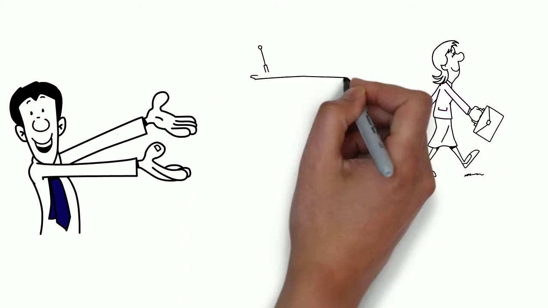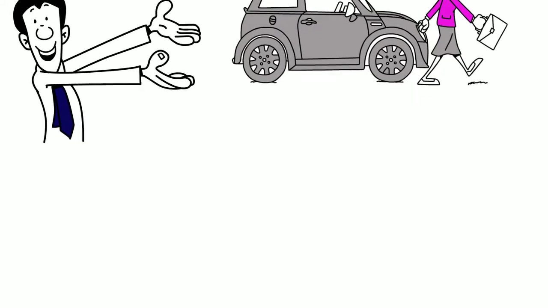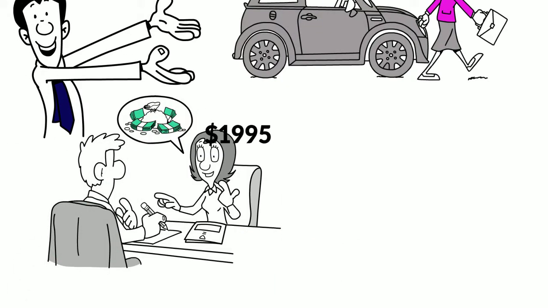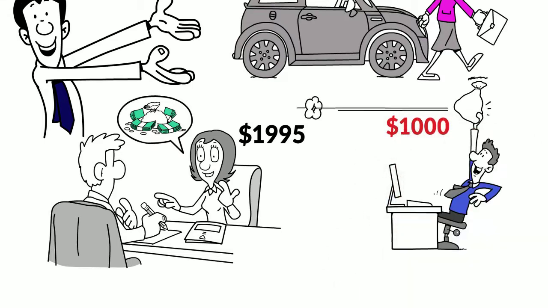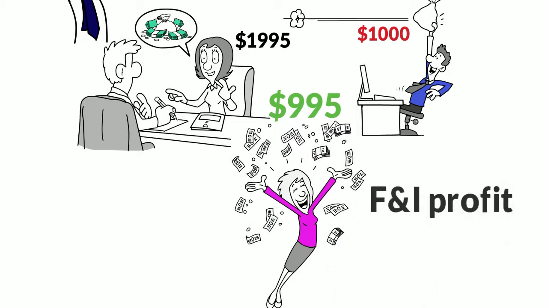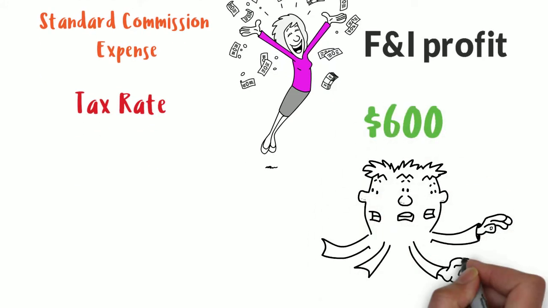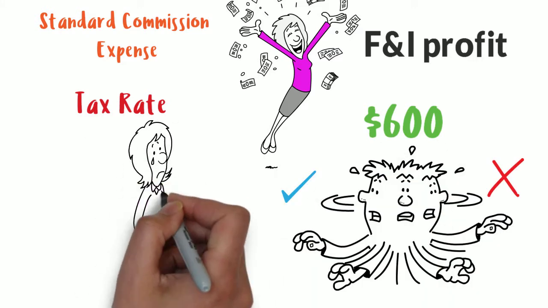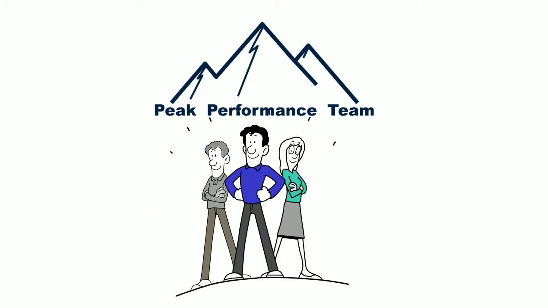Let's say your current non-reinsured VSC has a dealer cost of $1,000. You sell that contract to your customer for $1,995. You send your provider the $1,000 cost and make $995 in F&I profit. You pay your standard commission expense and tax rate. If that same contract pays out $600 in claims, you may or may not get that shop work, and then the story ends. Now let's take that same scenario with a reinsurance program from Peak Performance Team.